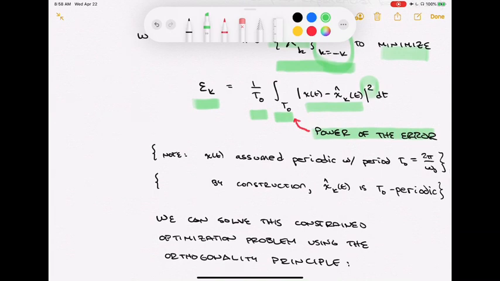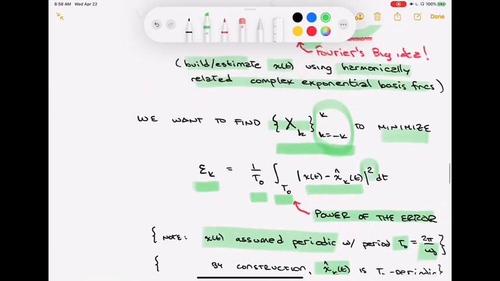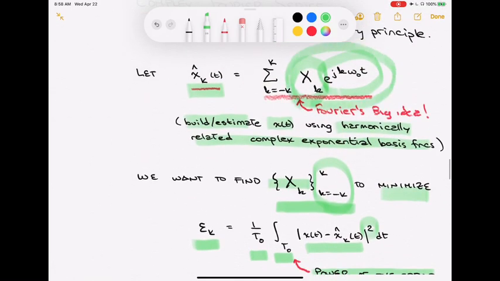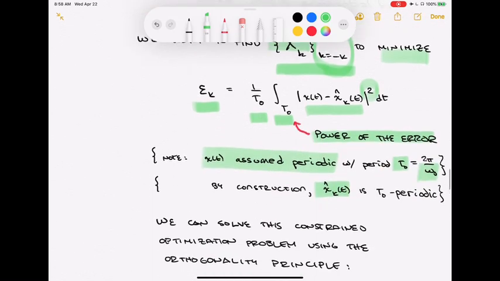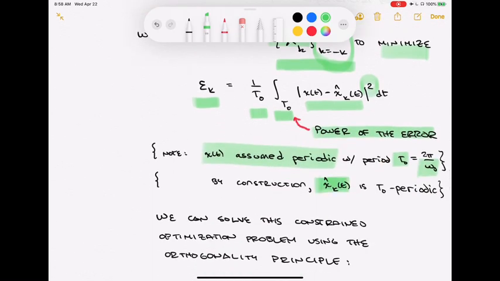So just a reminder here, we are dealing with a signal x of t that is assumed periodic. We're going to give it a period capital T naught, which is reciprocally related to its radian frequency omega naught. By construction, because our x hat of k is a linear combination of exponentials, and each one of those exponentials is just an integer multiple of that base frequency omega naught, they all share the same period. By construction, our estimate is also T periodic, okay?